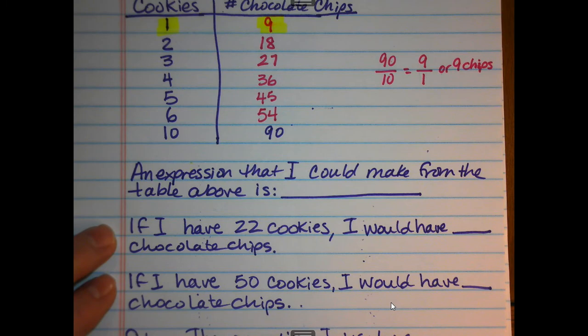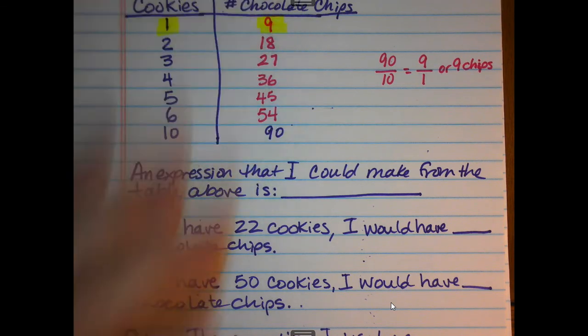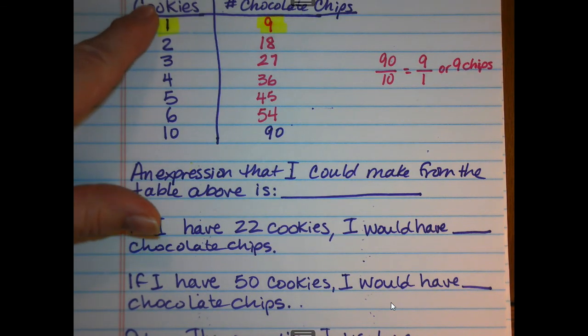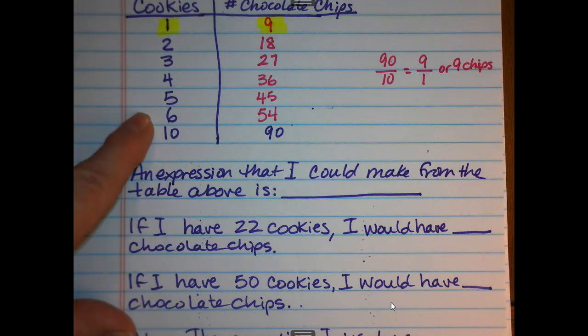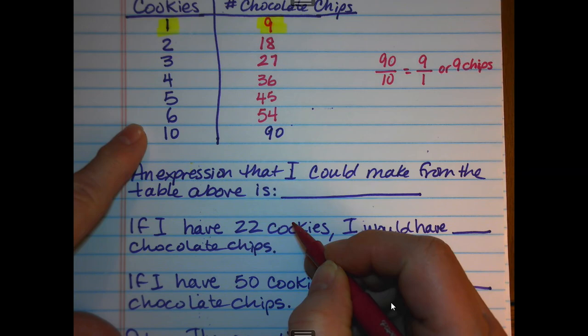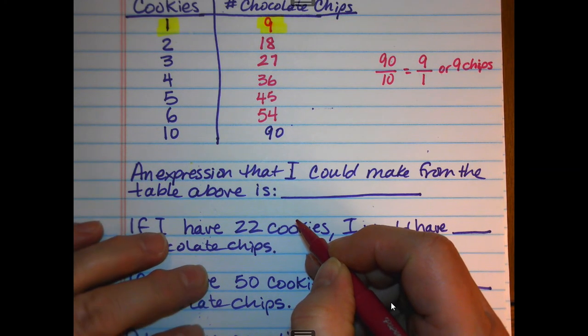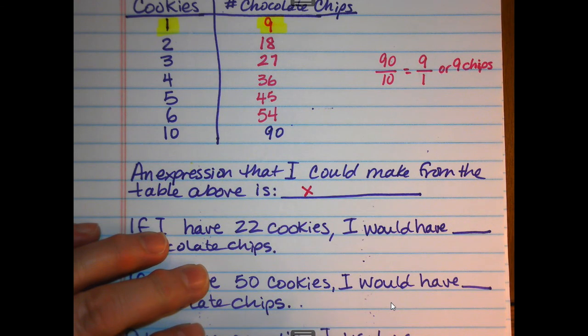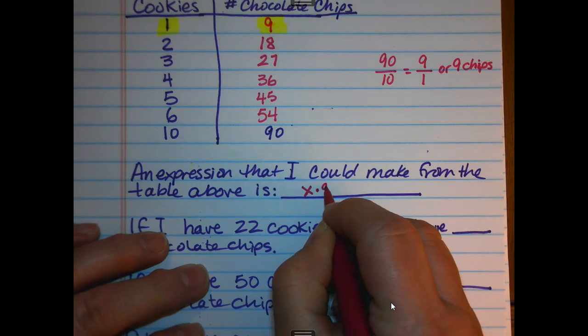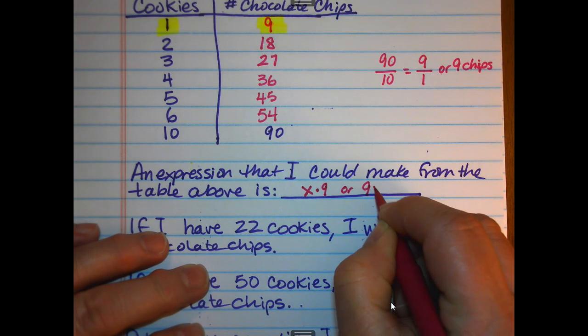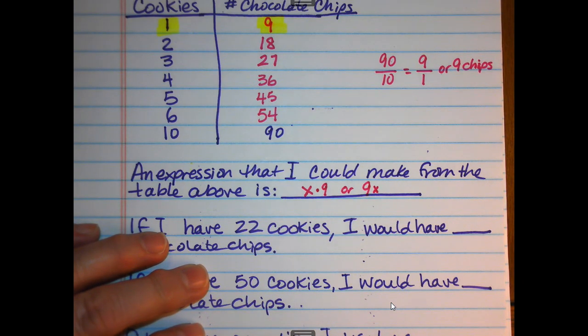And as we move along down here, we have an expression that I could make from the table above. That is like a number sentence that kind of tells us how we got these answers. And so this one here is my variable. I could call it X, or I could call it C for cookies. I'm just going to put X up here because it just makes sense to me. And I could write X times 9, or even better, I could write 9X. And that's an expression. An expression does not have an equal sign.